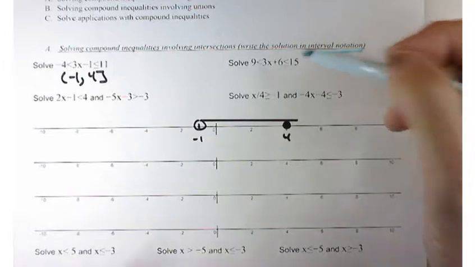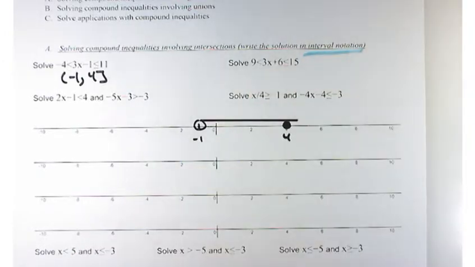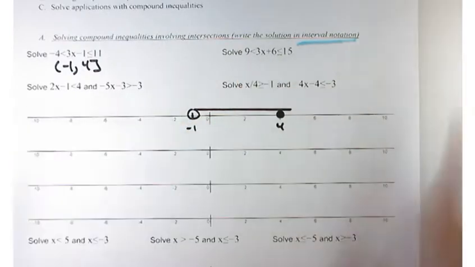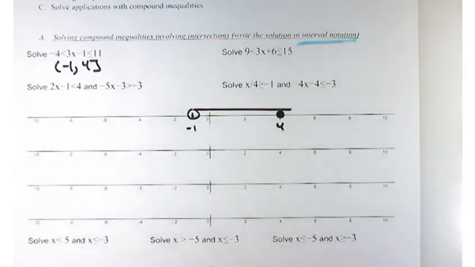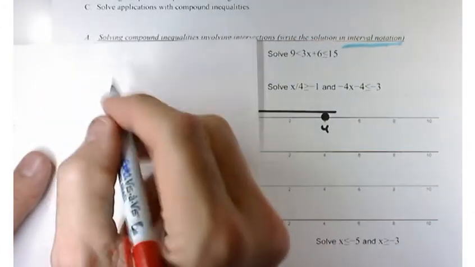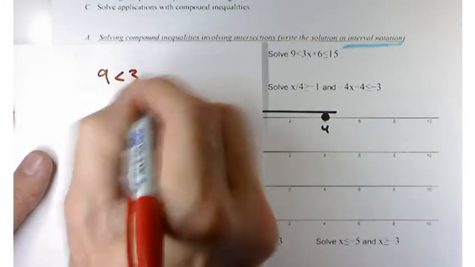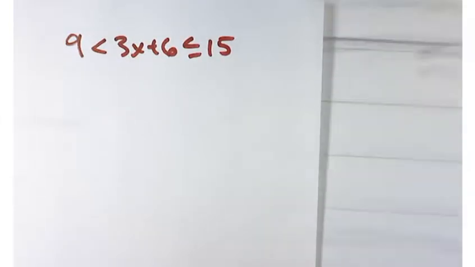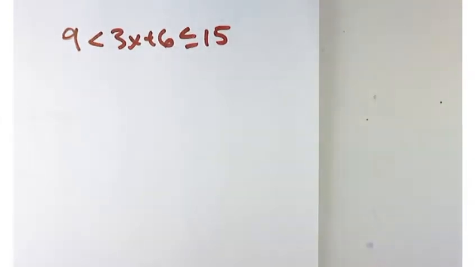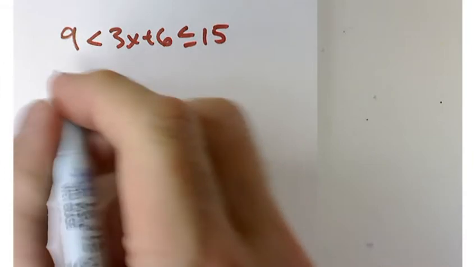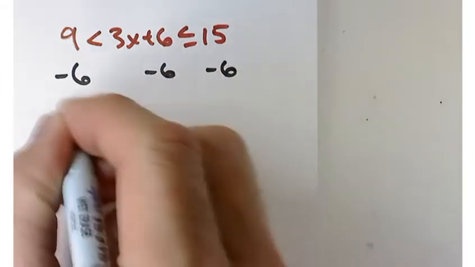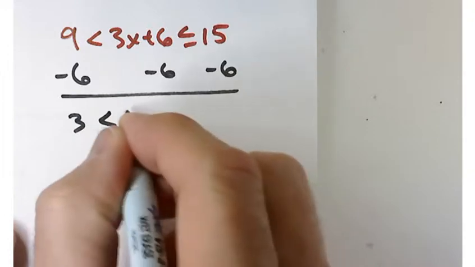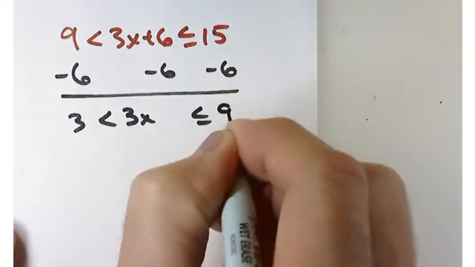Let's try another one right here. I'll copy that one over to here. 9 is less than 3x plus 6 is less than or equal to 15. Now there's a couple ways you could solve this one, but I think the way that most people would work on it is to first get rid of the 6. So I'll subtract 6 from all three sides. 3 is less than 3x is less than or equal to 9.